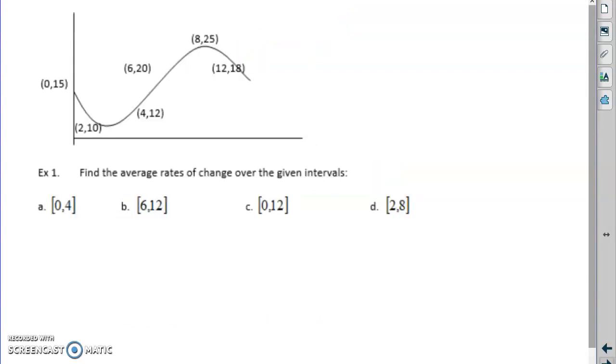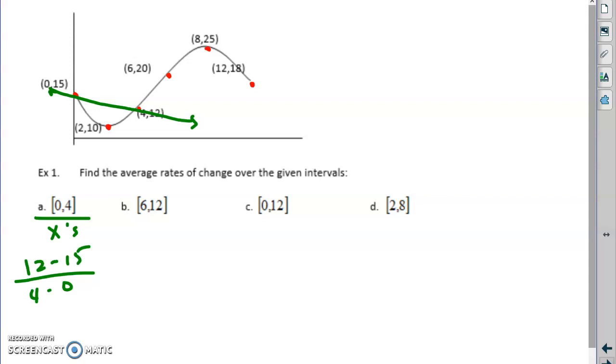All right, so first function we have here. I just drew a curve and put a bunch of points on there: (0, 15), (2, 10), (4, 12), (6, 20), (8, 25), and (12, 18). Find the average rate of change over a given interval. Intervals are talking about x values. So that means 0 to 4. I am visually talking about this green line right there. I have 2 points, change in y, 12 minus 15, change in x, 4 minus 0. 12 minus 15 is negative 3. 4 minus 0 is 4. So that slope is negative 3/4. Could that green line have a negative 3/4 slope? It most certainly can.